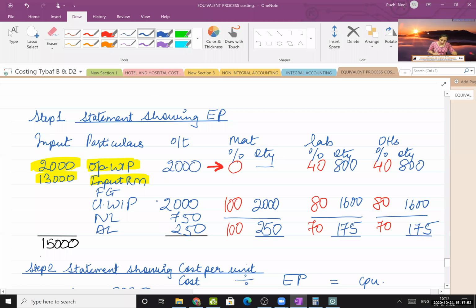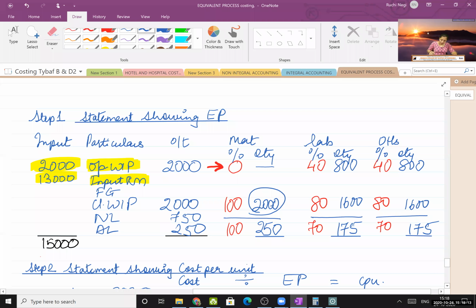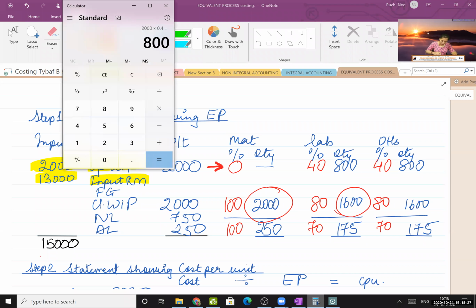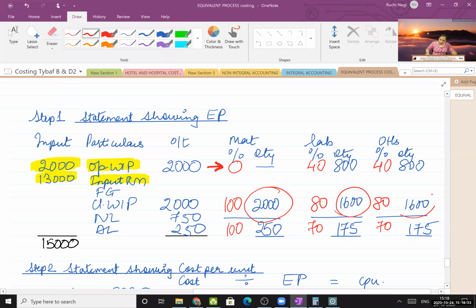Okay. Next, come to WIP. How much? 2000. It's given. And WIP ka degree of completion is 100%, 80%, 80%. So 2000 ka 100% is 2000. 2000 ka 80% is 1600. If you can do it orally, well and good. Otherwise, calculator is there for us. 2000 ka 80%, 1600.